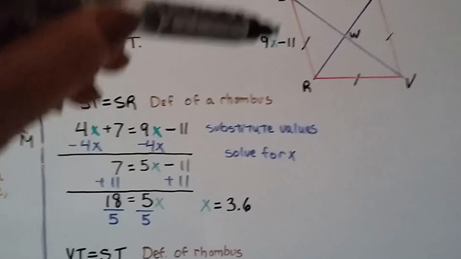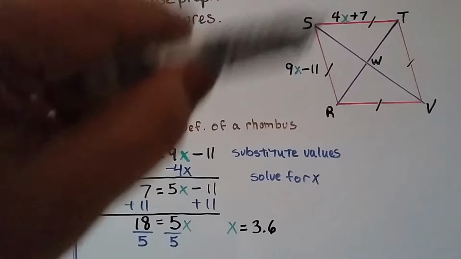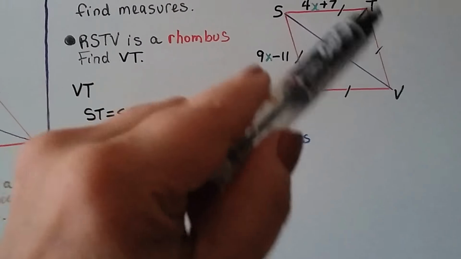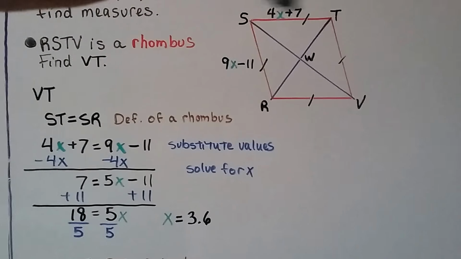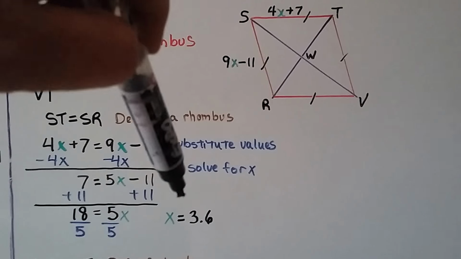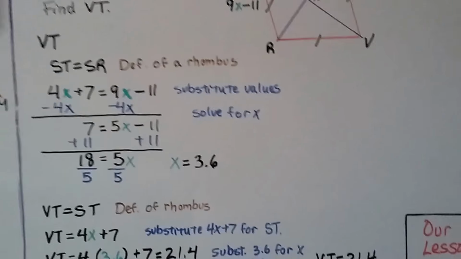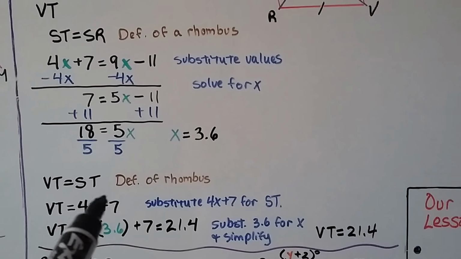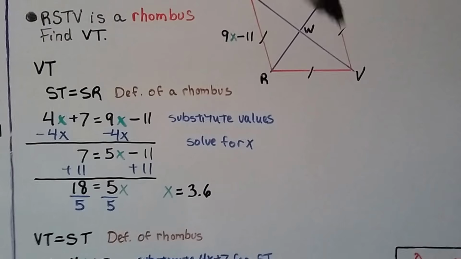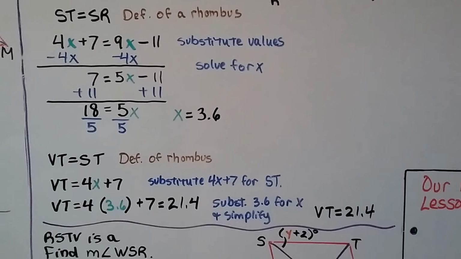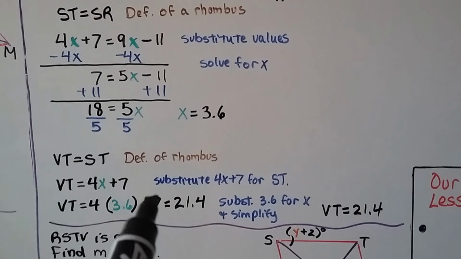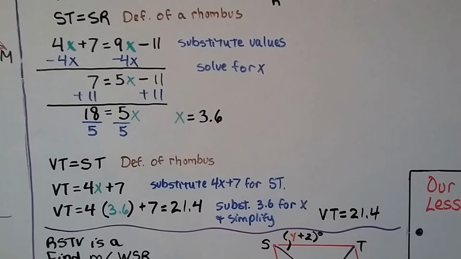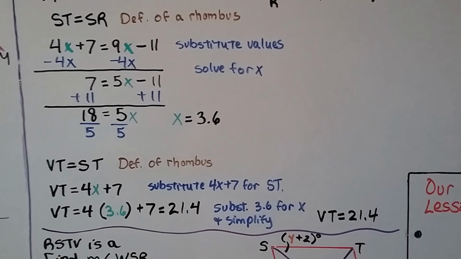Well, now that we know what x is equal to, we can put it in here. And if all the sides are congruent, and we know what these are equal to, then we'll know this one, won't we? So VT is equal to ST. We know ST now, right? Because we can substitute in the x. Well, VT is equal to 4x plus 7 then. See? We've got congruent sides. We substitute the 4x plus 7 for ST, and we put in the 3.6 for x, and we find out that VT is 21.4. Okay? Substituting the 3.6 for x and simplifying.